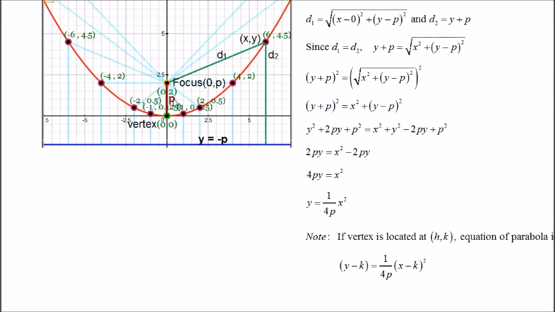Once again, p is the distance from the vertex to the focus, or the distance from the vertex to the directrix. In this case, the vertex is located at (0, 0). But if the vertex is located at some point (h, k), then the equation for the parabola becomes y minus k equal to 1 over 4p times (x minus h) squared.